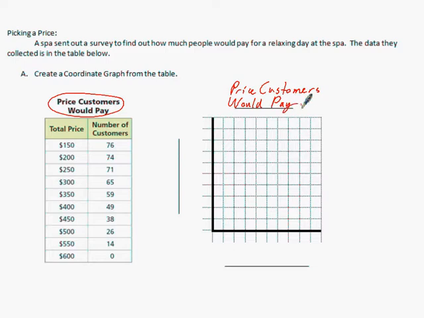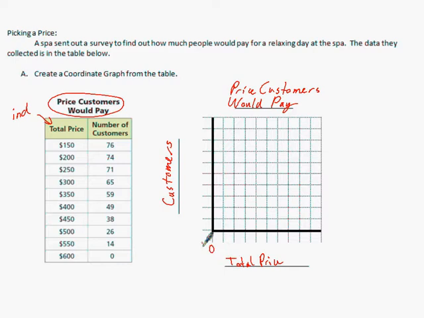Now we have our variables. We have the total price, we have the number of customers. Well, in this case, the total price is the independent because the variable on the left in a table is always the independent. So total price, and that means customers is on the side.